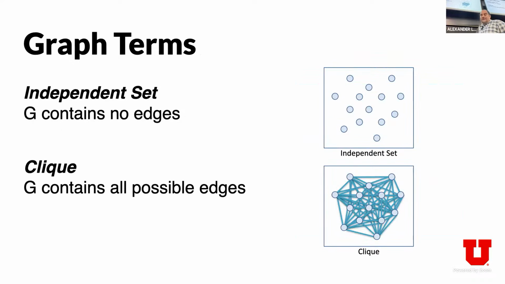An independent set is kind of the boring case where you have only nodes but no edges. And a clique is exactly the opposite. A clique contains all possible edges, right? And that's why we say the clique in friendship is kind of the principle, because all people know each other.